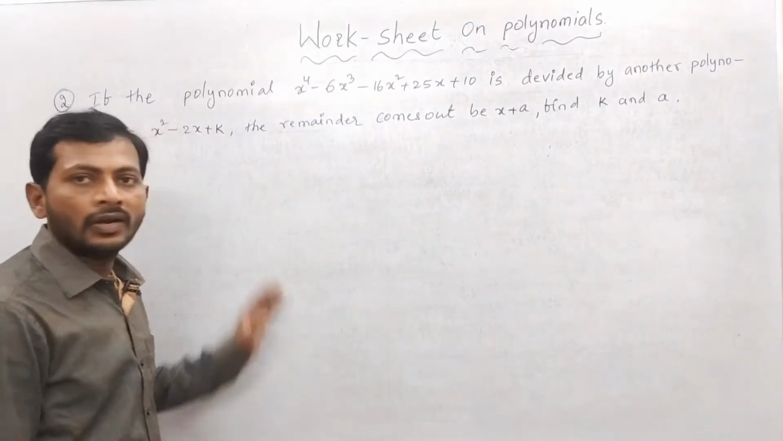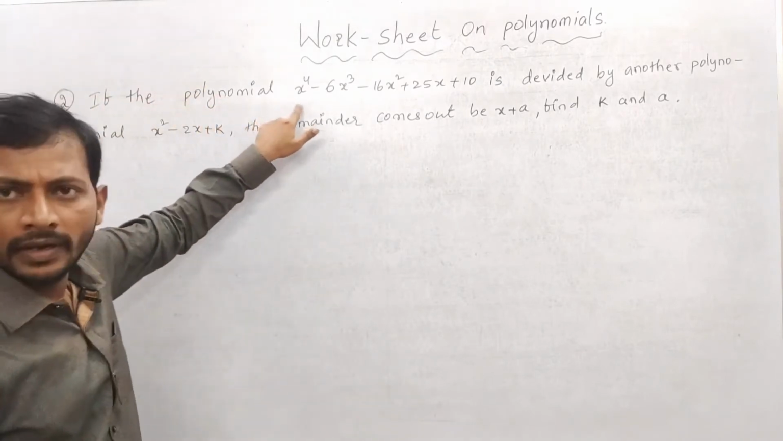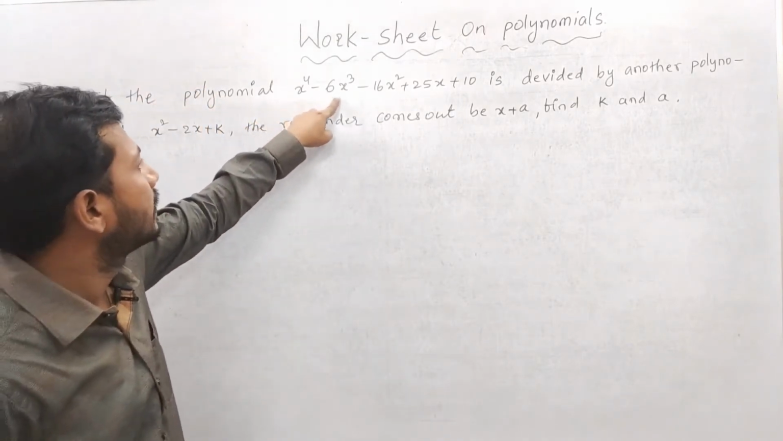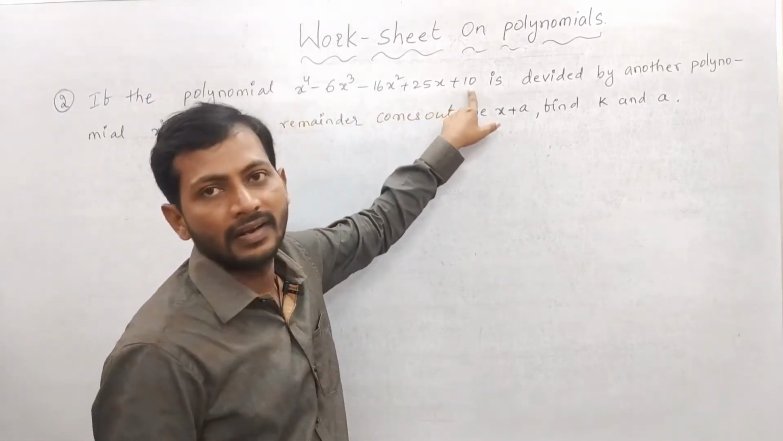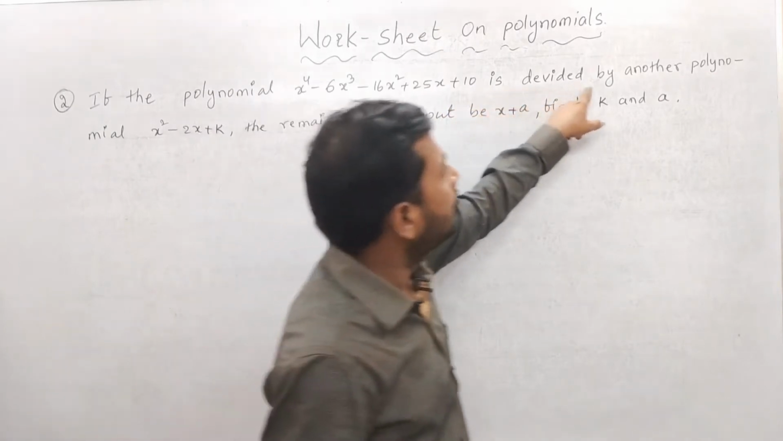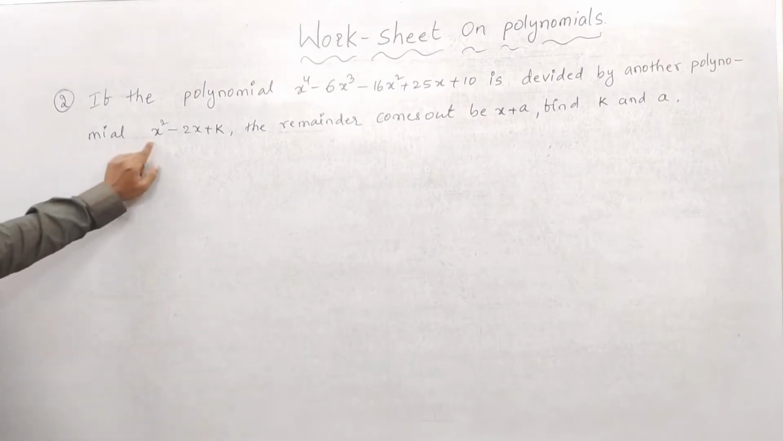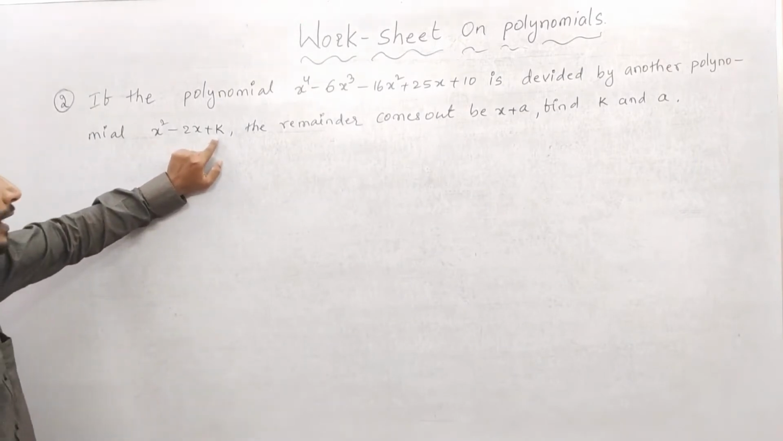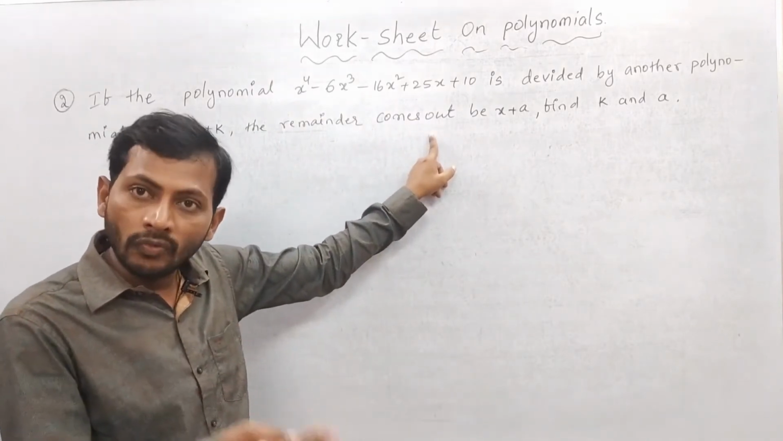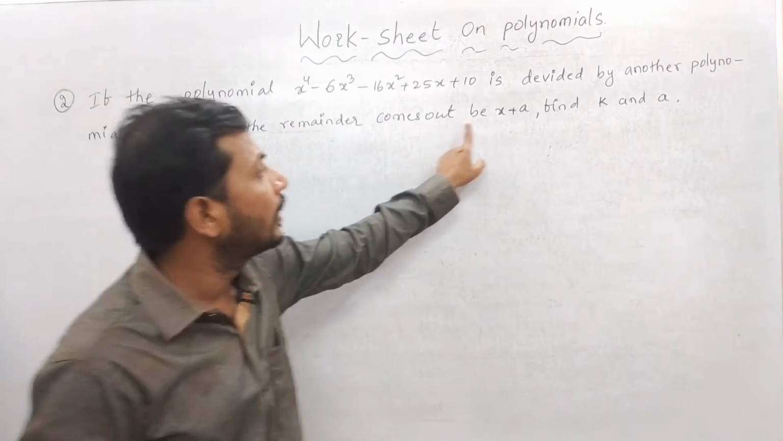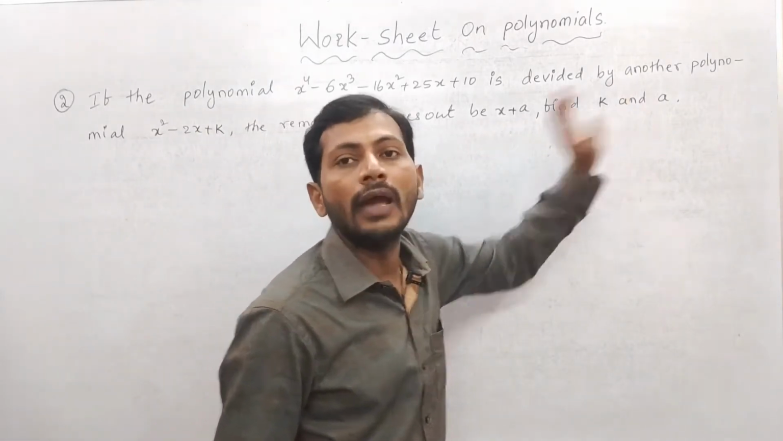Okay, the second question is this one. See children, the polynomial x power 4 minus 6x cube minus 16x square plus 25x plus 10 is divided by another polynomial, x square minus 2x plus k. After doing the division we got a remainder. How much did we get as remainder? x plus a. Then find the values of k and a.